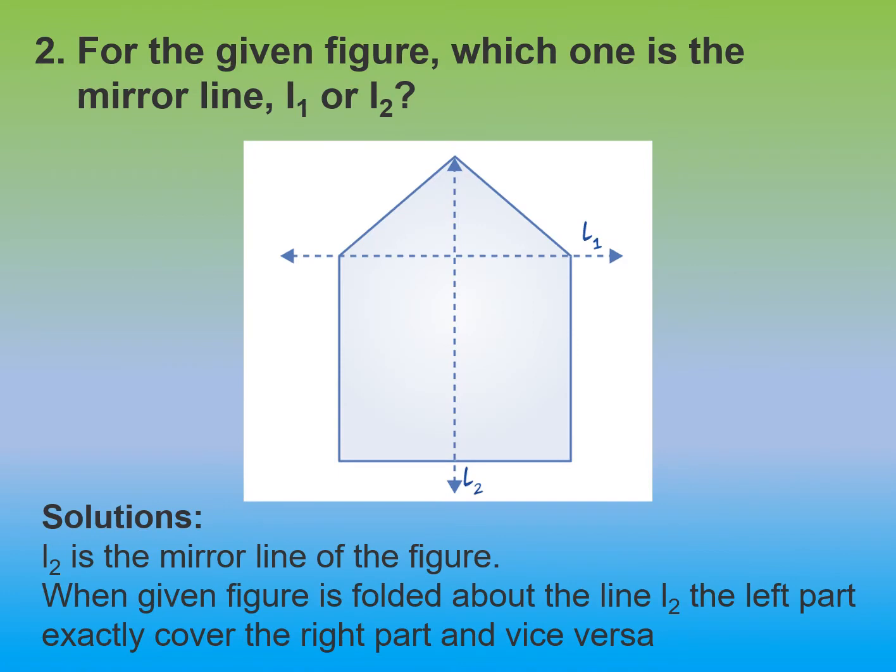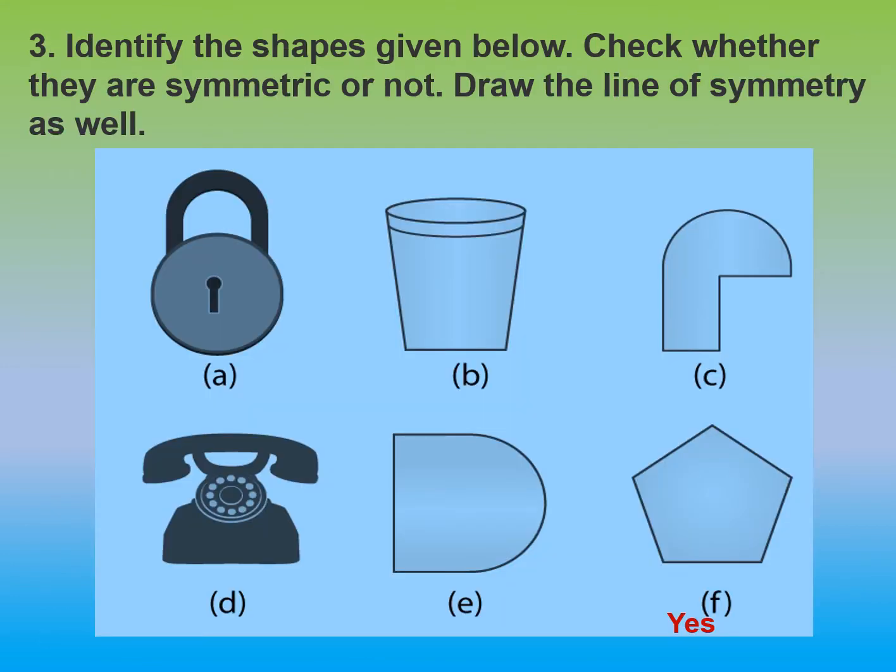For the given figure, which one is the mirror line, L1 or L2? So look at the picture. When we fold with the line L2, the left part matches exactly to the right part. So L2 is the mirror line. Identify the shapes given below. Check whether they are symmetric or not. Draw the lines of symmetry as well.